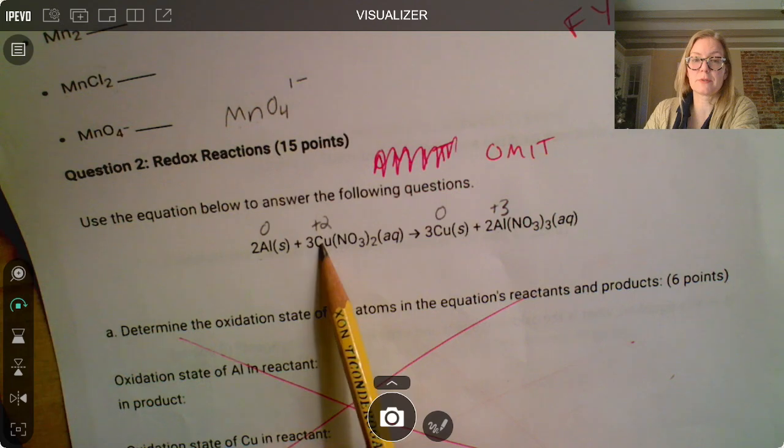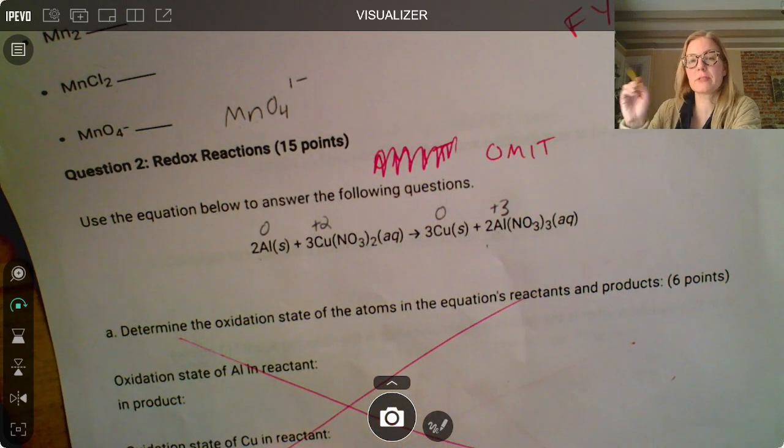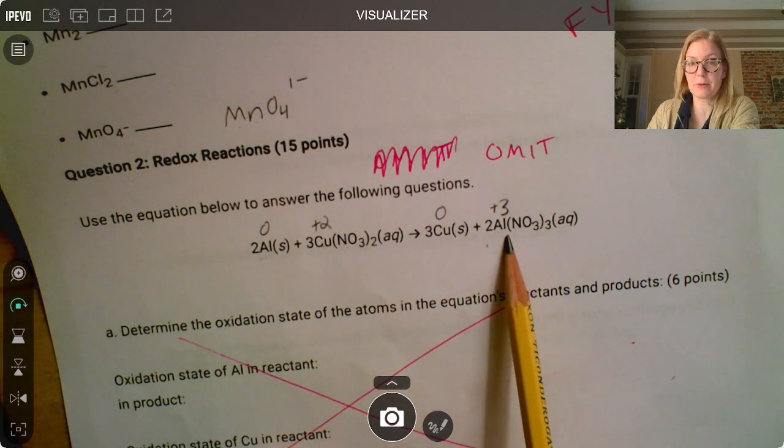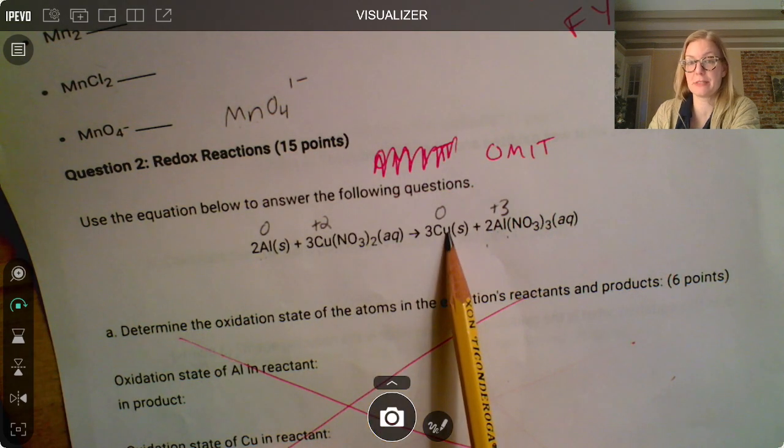The copper goes from +2 down to 0. Okay, so one of those things was oxidized and one of those things was reduced. The way I remember it is the one that was reduced is the one whose charge went down. Okay, reduces down. Aluminum's charge went up, 0 to +3, but copper's charge went down. It went from +2 down to 0.